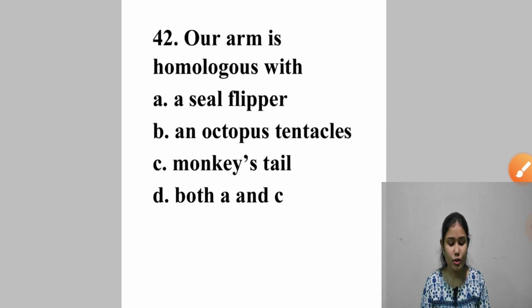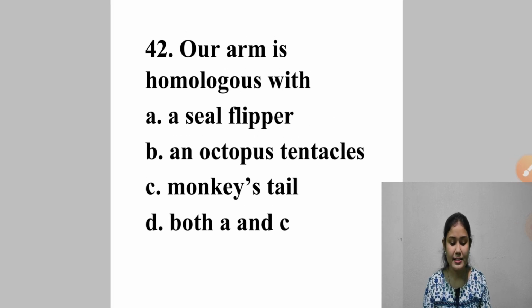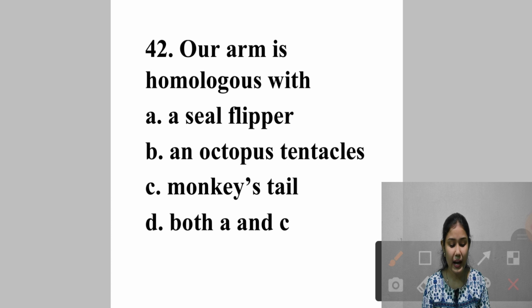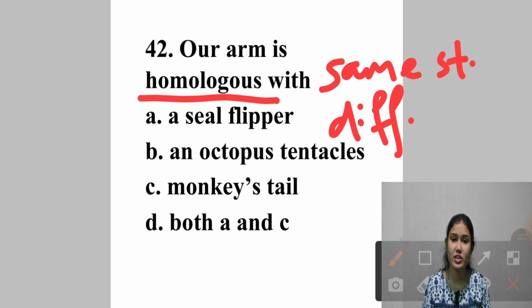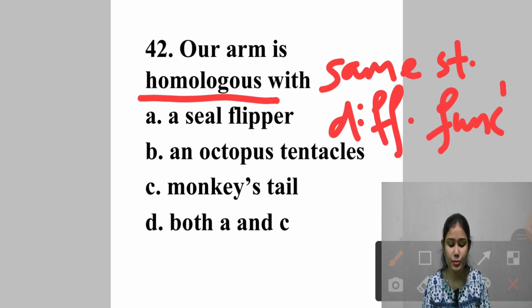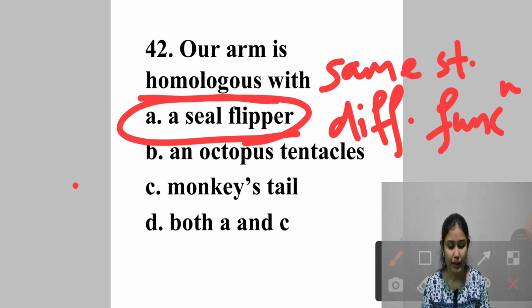Our arm is homologous with A, a seal flipper, B, an octopus tentacles, C, monkey's tail, D, both A and C. Okay, so what is this homology? Homology means same structure but different function in a simple way. Okay, and analogy means same function but different structure, right? तो इसमें homologous पूछा गया है हमारे arm के साथ, so answer will be your seal flipper. Okay, so option A. Now come to question number 43.